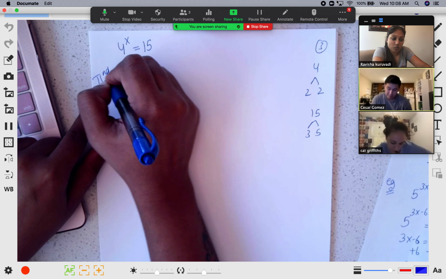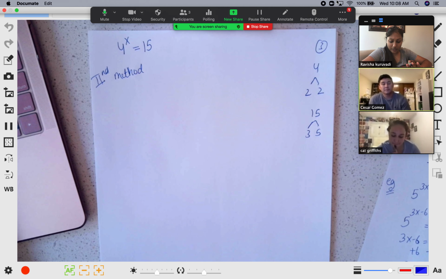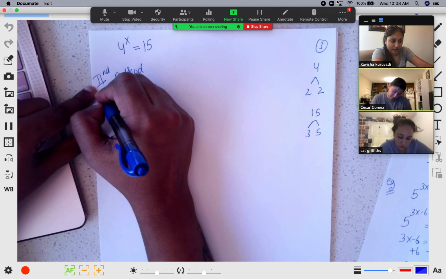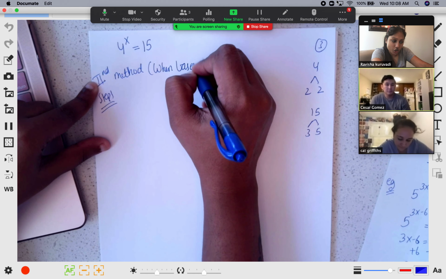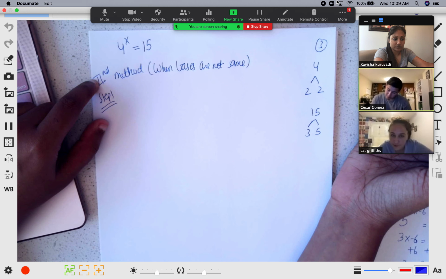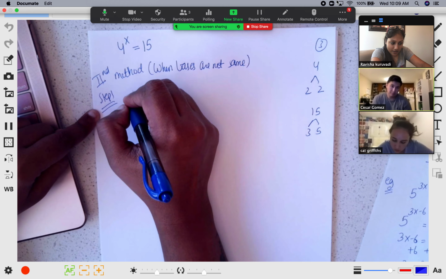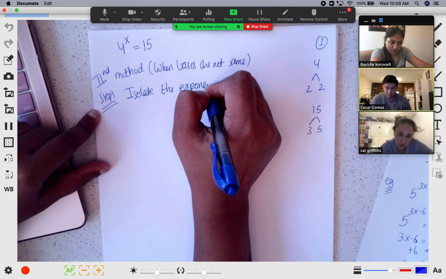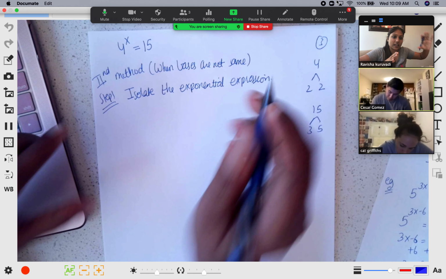So the first method we did was when the bases are the same and then the powers are equal to each other. The second method is, okay, what you're going to do in this case is step 1. When the bases are not the same, when it's not possible to make the bases the same, the first step is isolate the exponential expression. So I want the exponential term on one side, everything else on the other side.